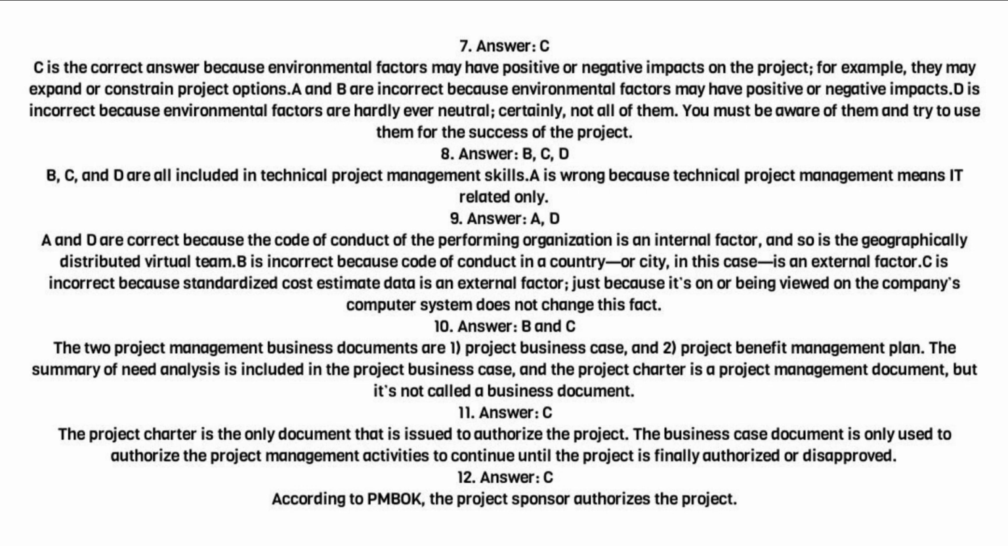9. Answer A, D. A and D are correct because the code of conduct of the performing organization is an internal factor, and so is the geographically distributed virtual team. B is incorrect because code of conduct in a country or city, in this case, is an external factor. C is incorrect because standardized cost estimate data is an external factor. Just because it's on or being viewed on the company's computer system does not change this fact.